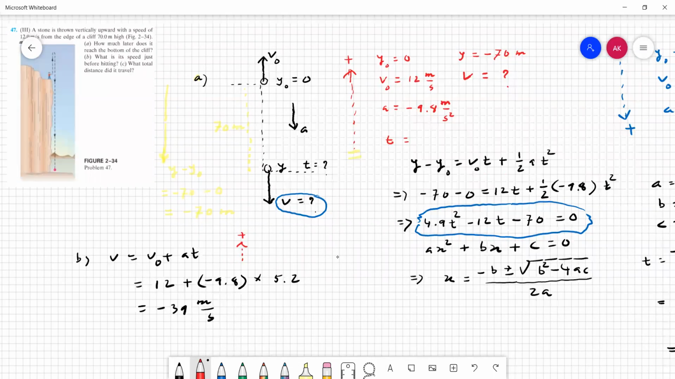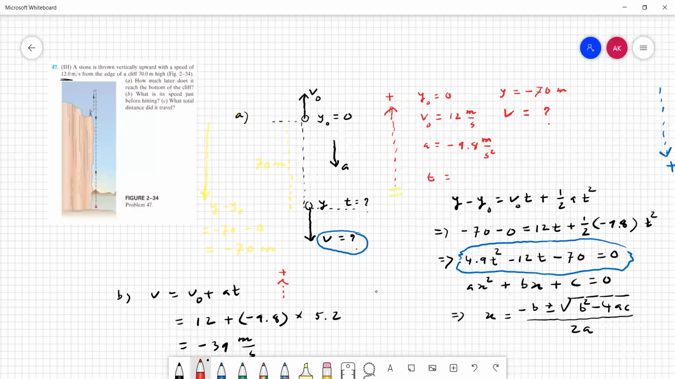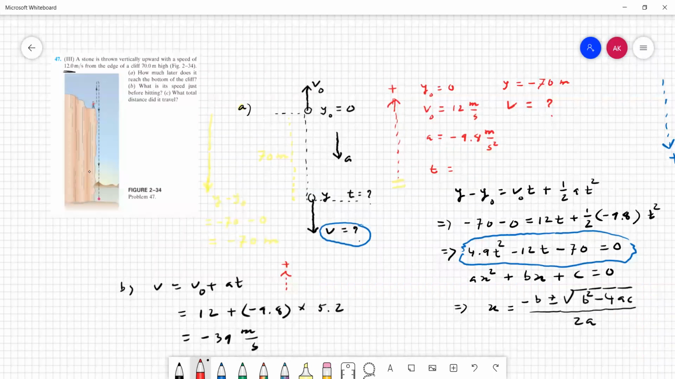Then we have to find part C, the total distance it traveled. First thing, we found the height of the cliff. We know that the stone was going up, so it's traveling a distance while it is going in the upward direction. Then it's coming back to the same position on the cliff, so it's also traveling that much distance, and then it's traveling 70 meters more while going in the downward direction. To find the total distance it traveled, we first need to know how much maximum height it reached after it is thrown in the upward direction.